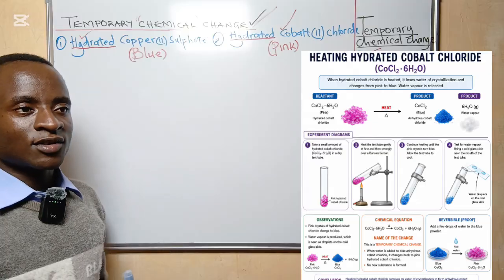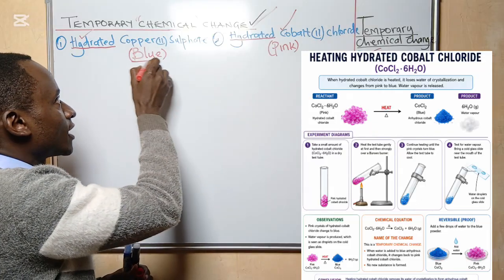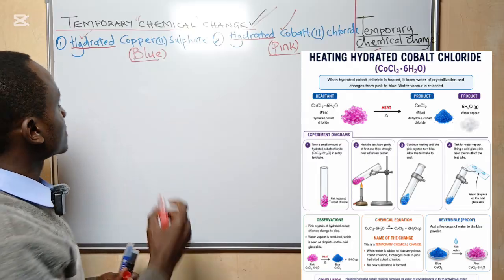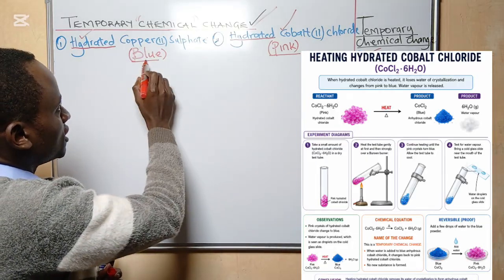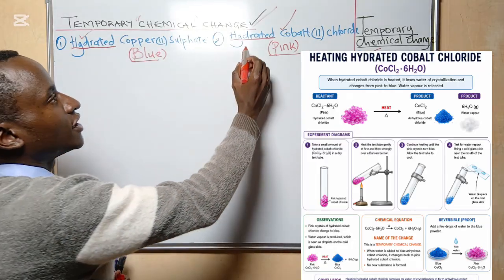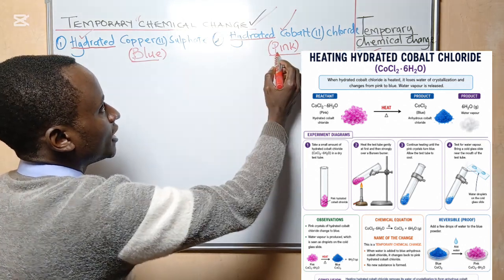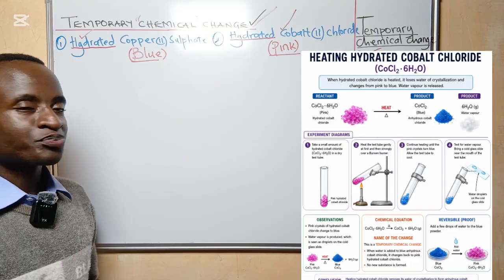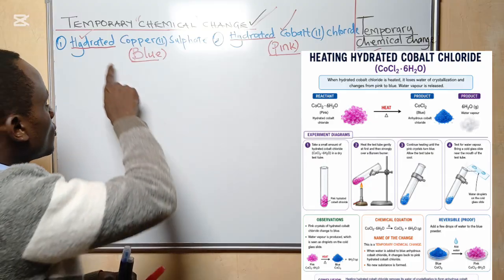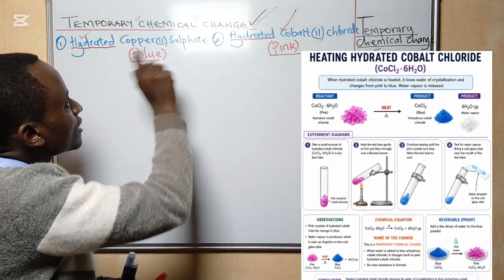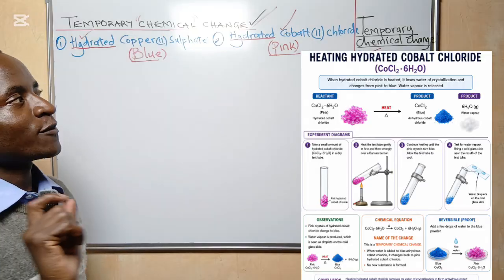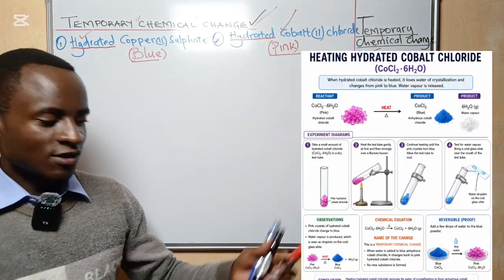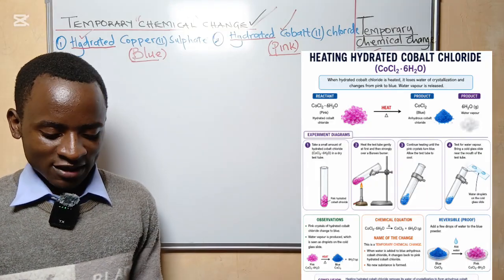The key area to get is to understand the color of these substances, the original color of these substances. Hydrated copper 2 sulfate is blue in color. Then hydrated cobalt 2 chloride, it is pink in color, the original color of these substances. Now, what happens when we heat hydrated copper 2 sulfate? And what happens when we heat hydrated cobalt 2 chloride? Very simple. You don't have to stress yourself.